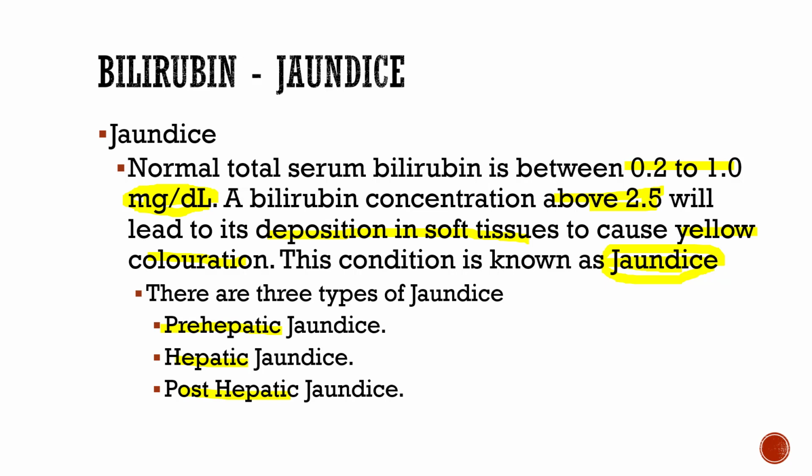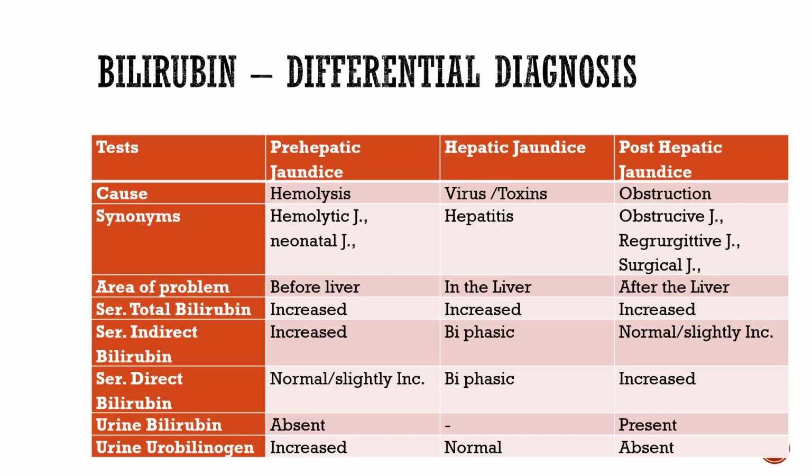Since the process is such, any abnormality in the process before the liver will end up in pre-hepatic jaundice, any abnormality within the liver will cause hepatic jaundice, and any abnormality after the liver will cause post-hepatic jaundice. So how will you differentially diagnose these three types of jaundice? It's a very important aspect of jaundice diagnosis. We have a battery of tests, a group of tests that will help you to understand the differential diagnosis based on the technical things.